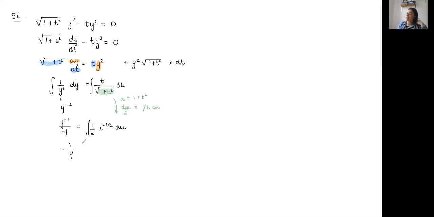All right, and then the right-hand side can now be integrated because this is just 1/2 u to the -1/2, which if I integrate is going to be just u to the 1/2, and then plus a constant c, right? So this is where you put your constant of integration. So now you'll have -1 over y is equal to u to the 1/2, but of course this is not just u. This was just a label for 1 plus t squared, which means that this is 1 plus t squared to the 1/2, just the square root of 1 plus t squared, the whole thing plus a constant c.